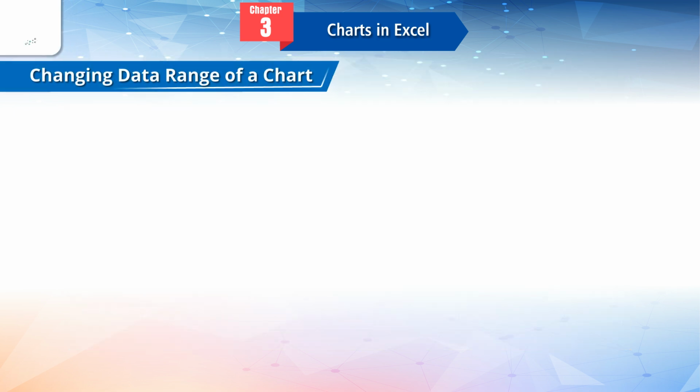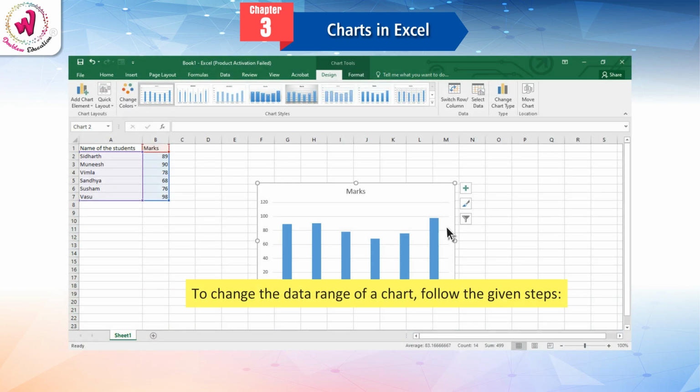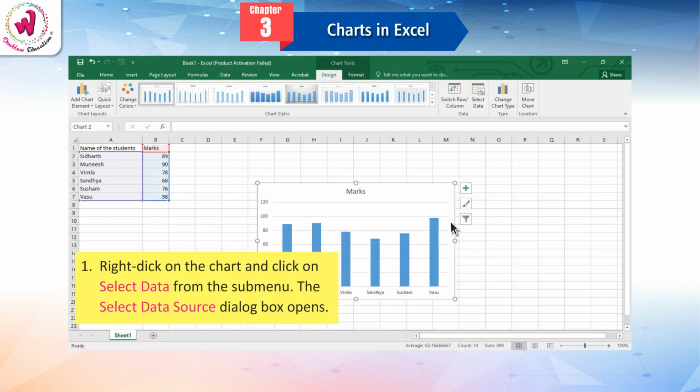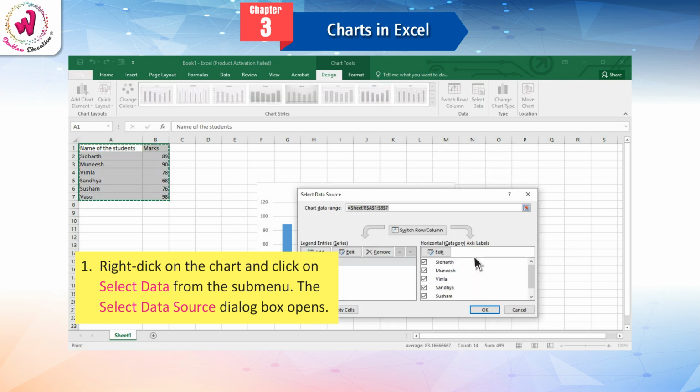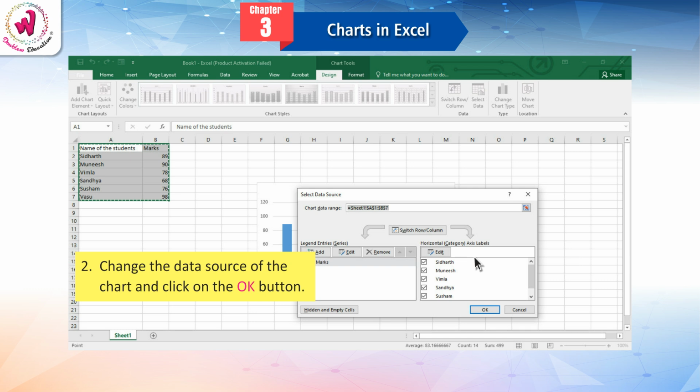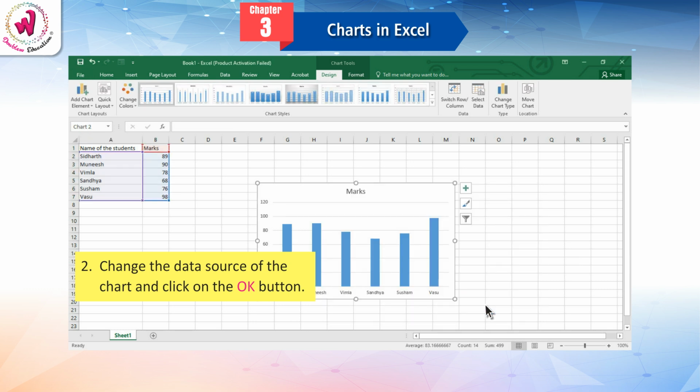Changing data range of a chart. To change the data range of a chart, follow the given steps. 1. Right-click on the chart and click on Select Data. From the submenu, the Select Data Source dialog box opens. 2. Change the data source of the chart and click on the OK button.